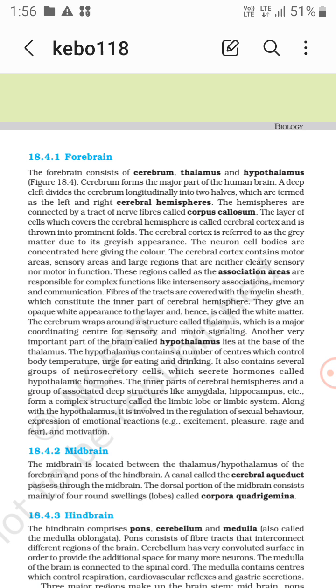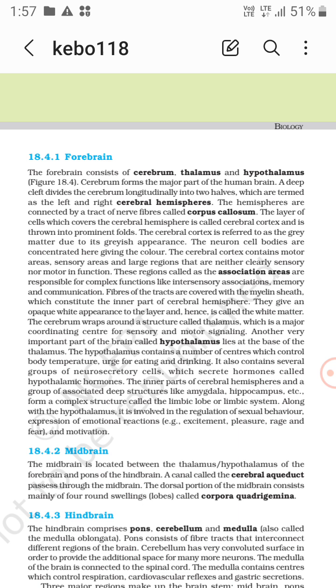Now fibers of the tracts are covered with myelin sheath, which constitute the inner parts of the cerebral hemisphere. They give an opaque white appearance to the layer, and hence it is called the white matter. Now the cerebrum wraps around a structure called thalamus, which is a major coordinating center for sensory and motor signaling.